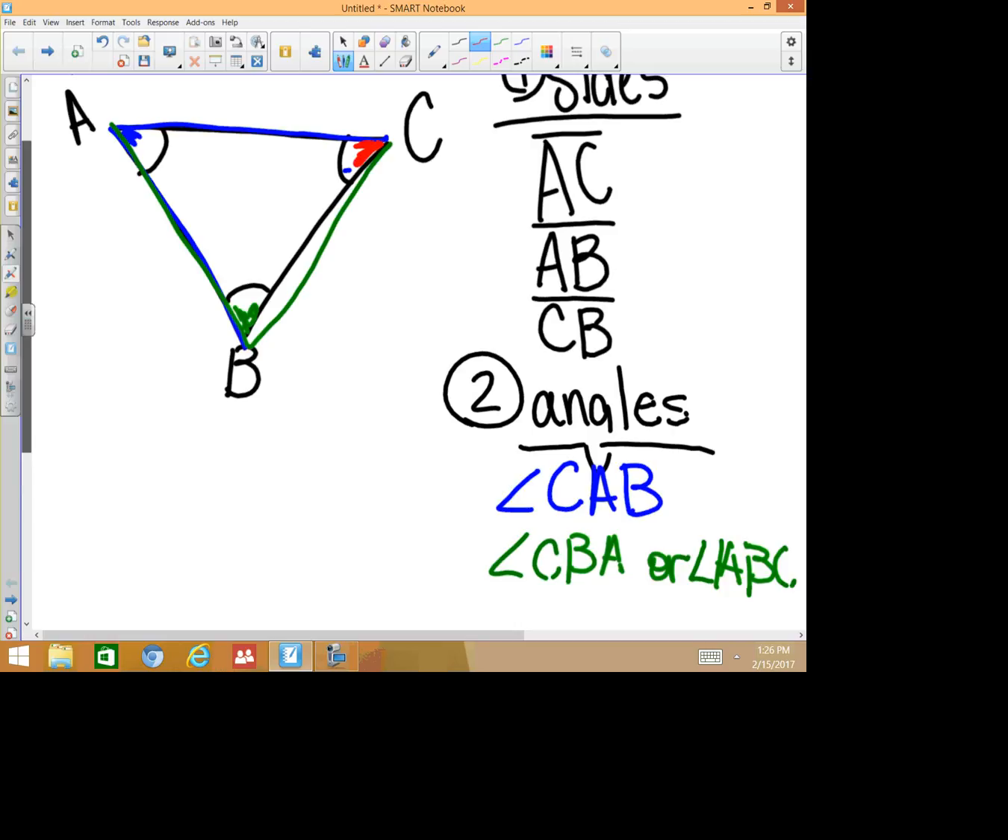Then we got 3 letters. Look, I want to put C in the middle. So I want to pick one on the other side and close C in. A, C, B. Or B, C, A. Angle A, C, B.